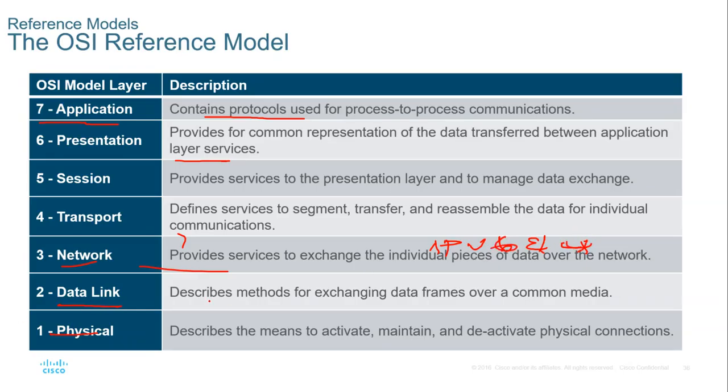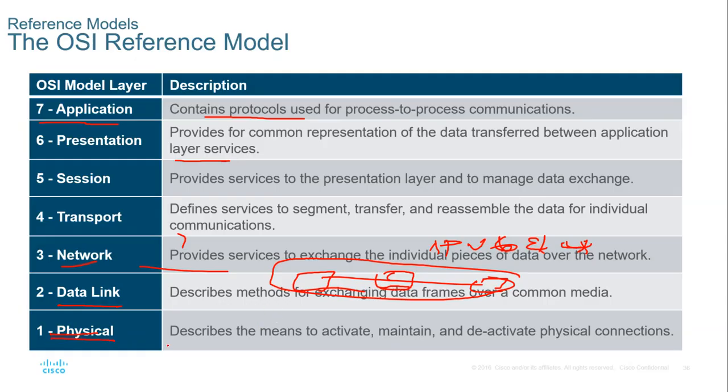So data link layer describes the method for exchanging data frames over a common media. For example, if the communication is on the same network, the data link layer describes the method for exchanging the data frames over a common media.